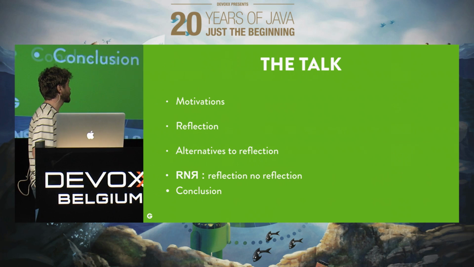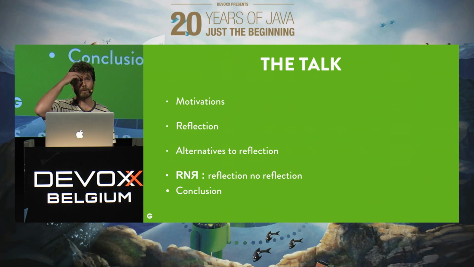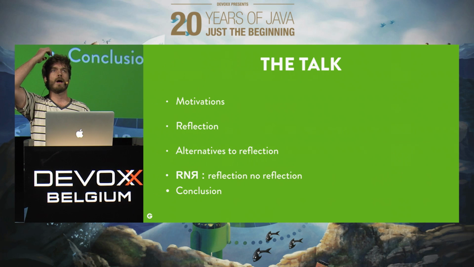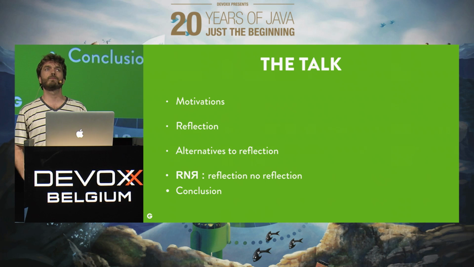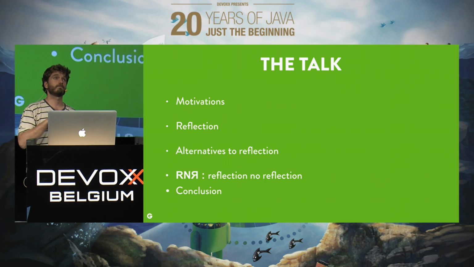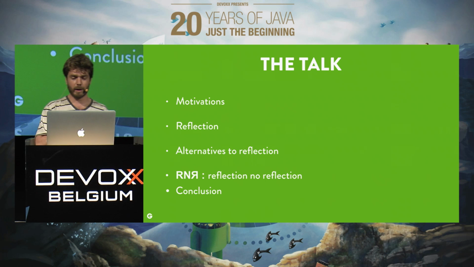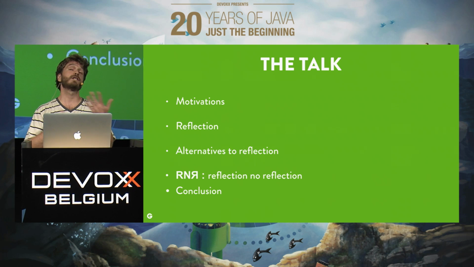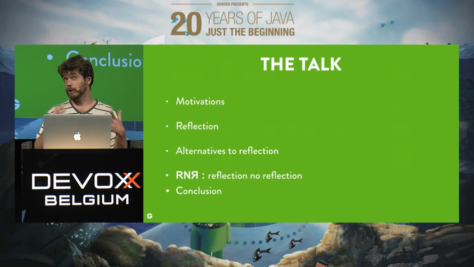So today, what are we going to talk about? We're going to talk about reflections, no reflection. It's a project we started like 2 years ago. Our main focus was trying to improve the performances of dependency injection in Android. I'll come back to that. So we have been working on trying to find alternatives to reflection on the Android platform.